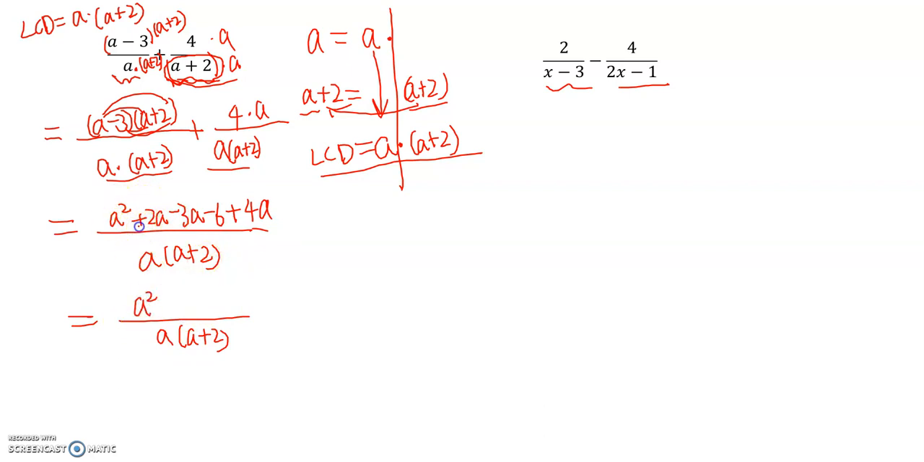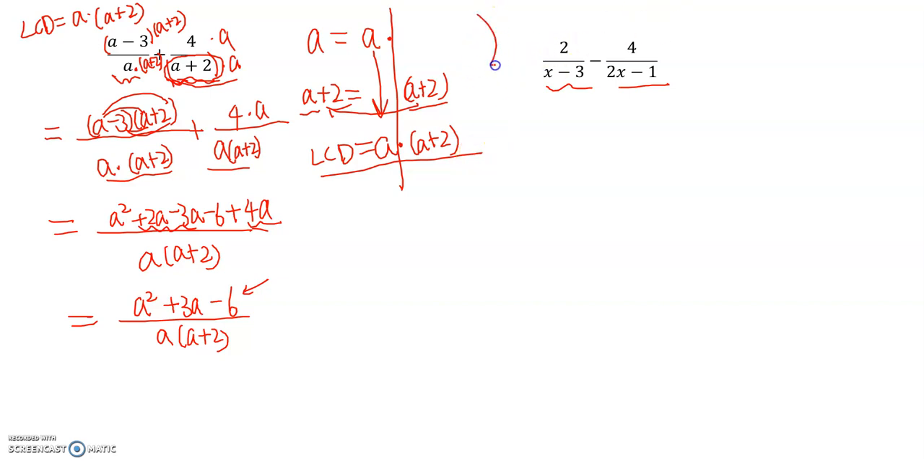a squared is the only square term, but the a terms we have 2 minus 3, negative 1, plus 4, positive 3a. And there's a minus 6. So that would be the final answer. And you can take a quick look at the numerator. This one is not factorable. And if it's not factorable, you won't be able to cancel any common factor with the bottom either.